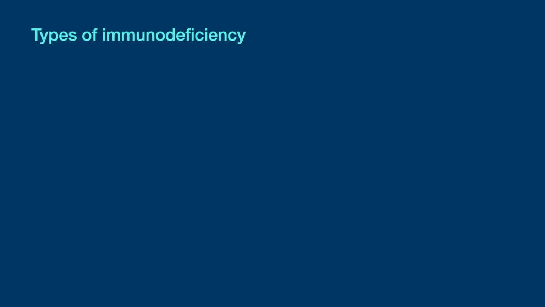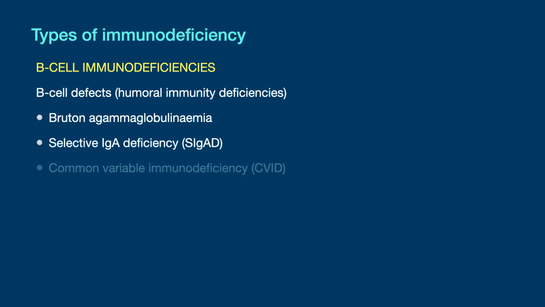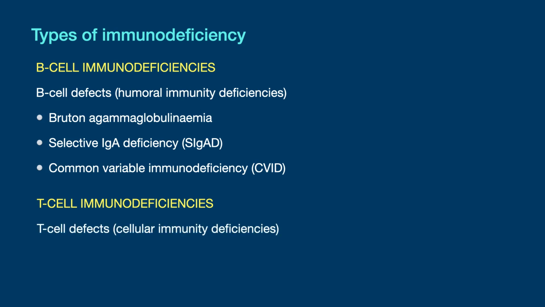Let's discuss the types of immunodeficiencies. B-cell immunodeficiencies are B-cell defects or humoral immunity deficiencies which account for 50 to 60% of all primary immunodeficiencies. These include Bruton agammaglobulinemia, selective IgA deficiency, and common variable immunodeficiency. T-cell immunodeficiencies are T-cell defects or cellular immunity deficiencies that are responsible for 5 to 10% of primary immunodeficiencies, and these include the DiGeorge syndrome.